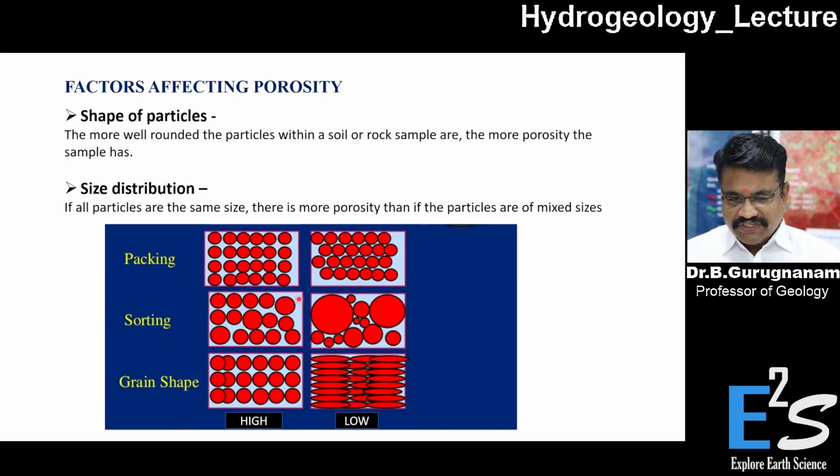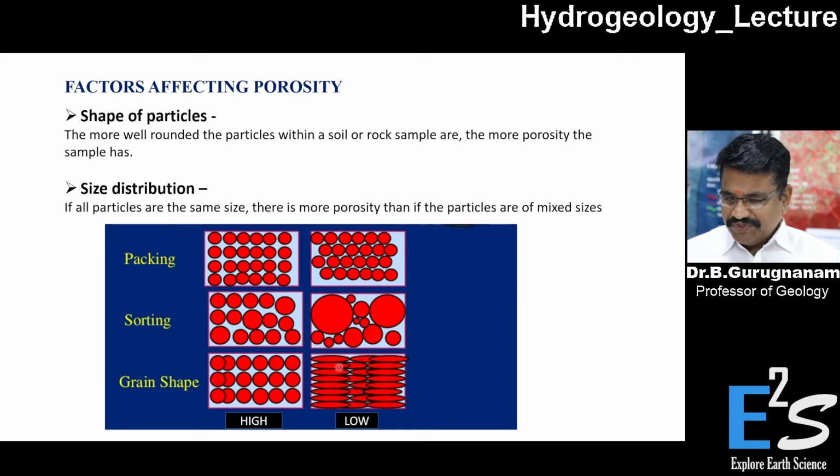If the sorting is uniform, it will have higher porosity. If the sorting is non-uniform, meaning from small size particles to larger size particles, it will affect the openings in a particular rock, and you will get low porosity. If the grain shape is bigger in size, you will have higher porosity.